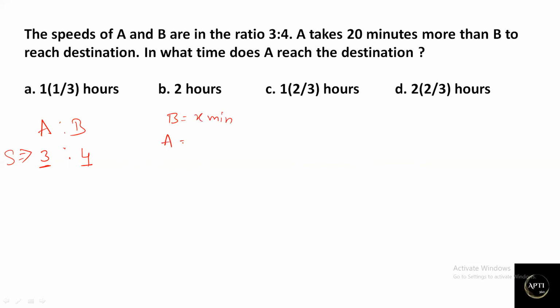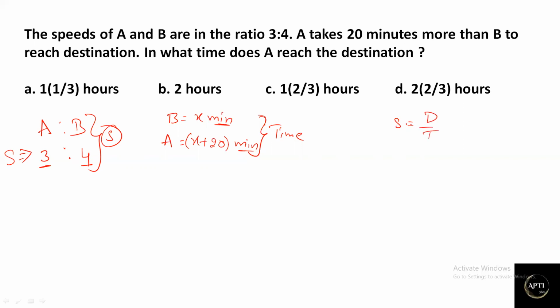How much time will A take? X plus 20, can I write? X plus 20 minutes, because B is taking X minutes, so A takes 20 minutes more than B. That's what is given in the question. Now what are these values? These are nothing but time. Correct? Because we are measuring in minutes, so it is time. And what are these ratios? These ratios are speeds. Now can you tell me the relation? Speed is equal to distance by time.